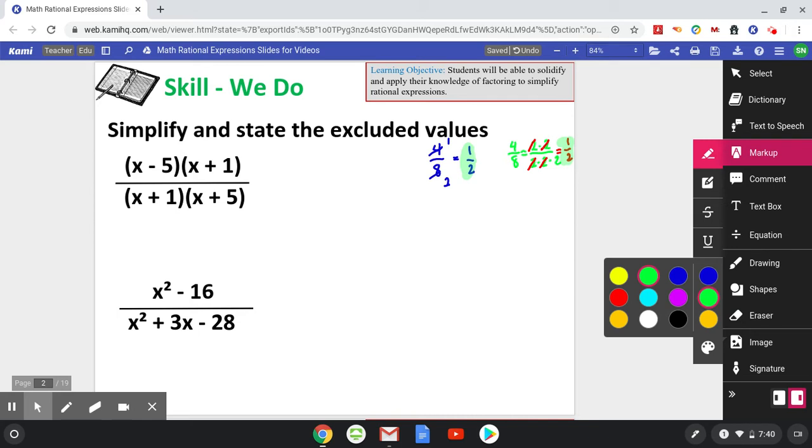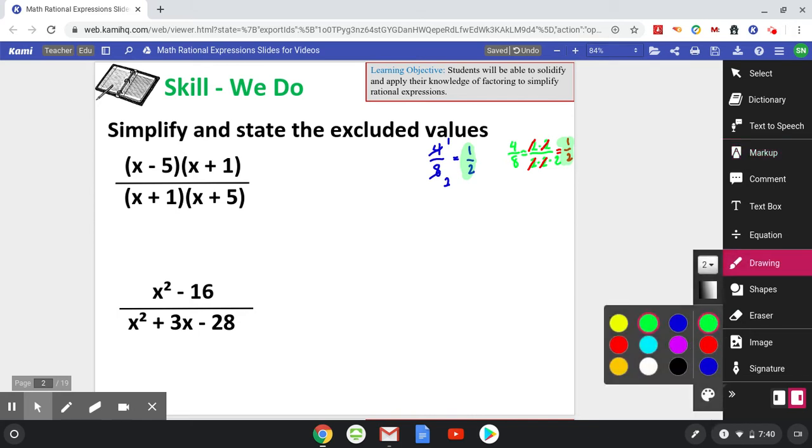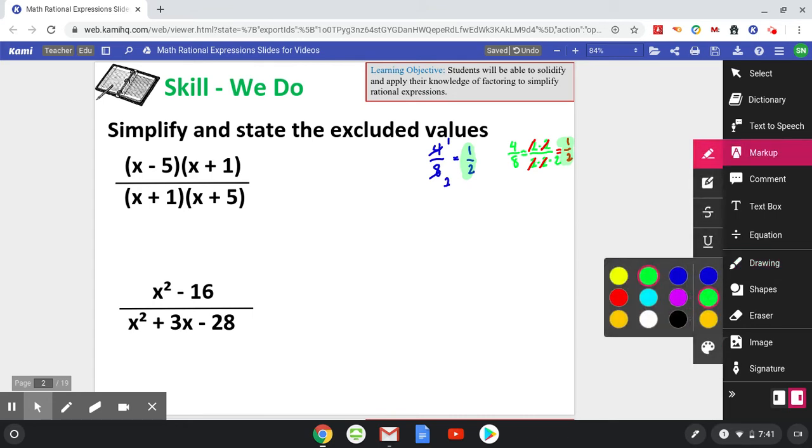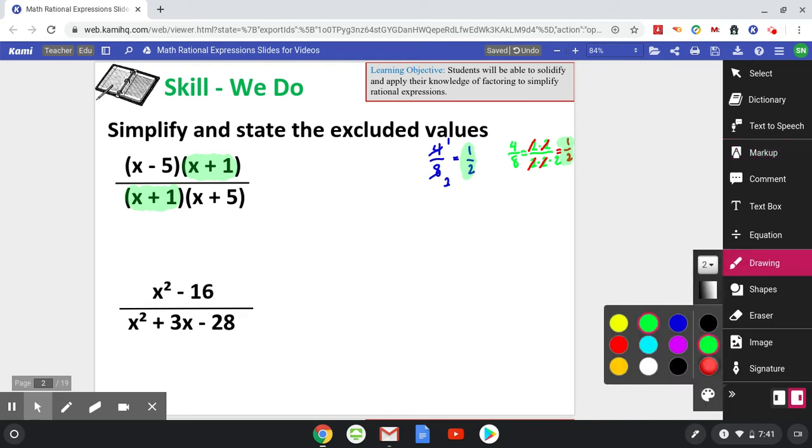Now the problem on the right is slightly more complicated. We have numbers at the top that are factored, and we also have numbers at the bottom that are also factored. In order for us to cancel these, they have to be exactly the same, meaning the expression in the parentheses needs to be exactly the same as another expression in the parentheses at the bottom. X plus 1 in the numerator is the exact same thing as x plus 1 in the denominator. Therefore, we are able to cancel those two.